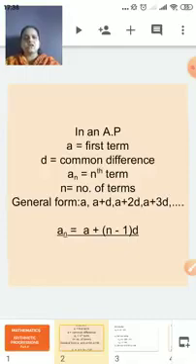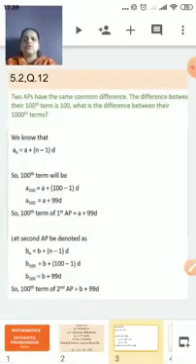Last session we started with exercise 5.2, if you remember. Let us continue with the same exercise 5.2. See here, question number 12: two APs have the same common difference. The difference between their 100th terms is 100. Then what is the difference between their 1000th terms?